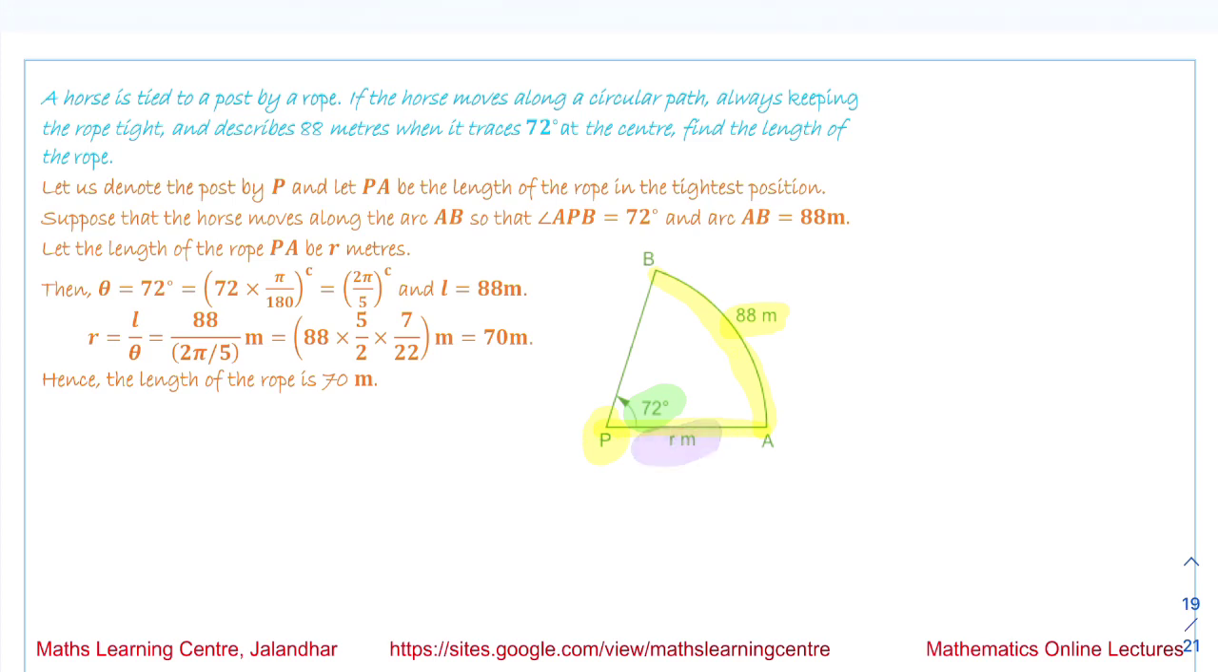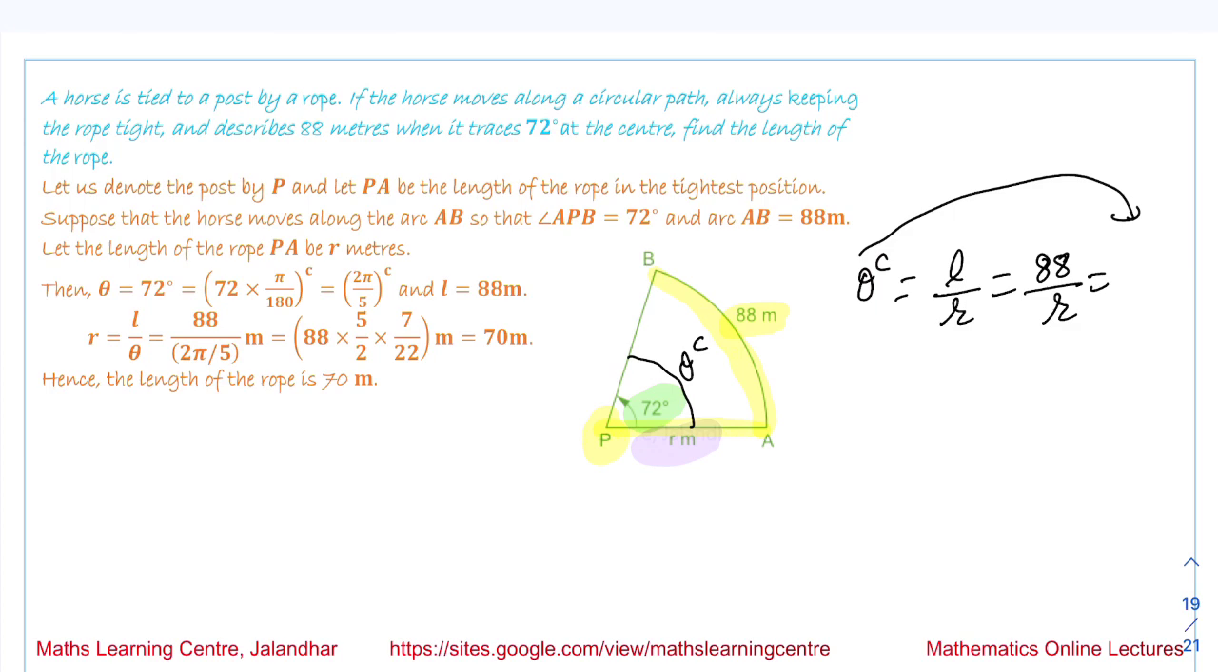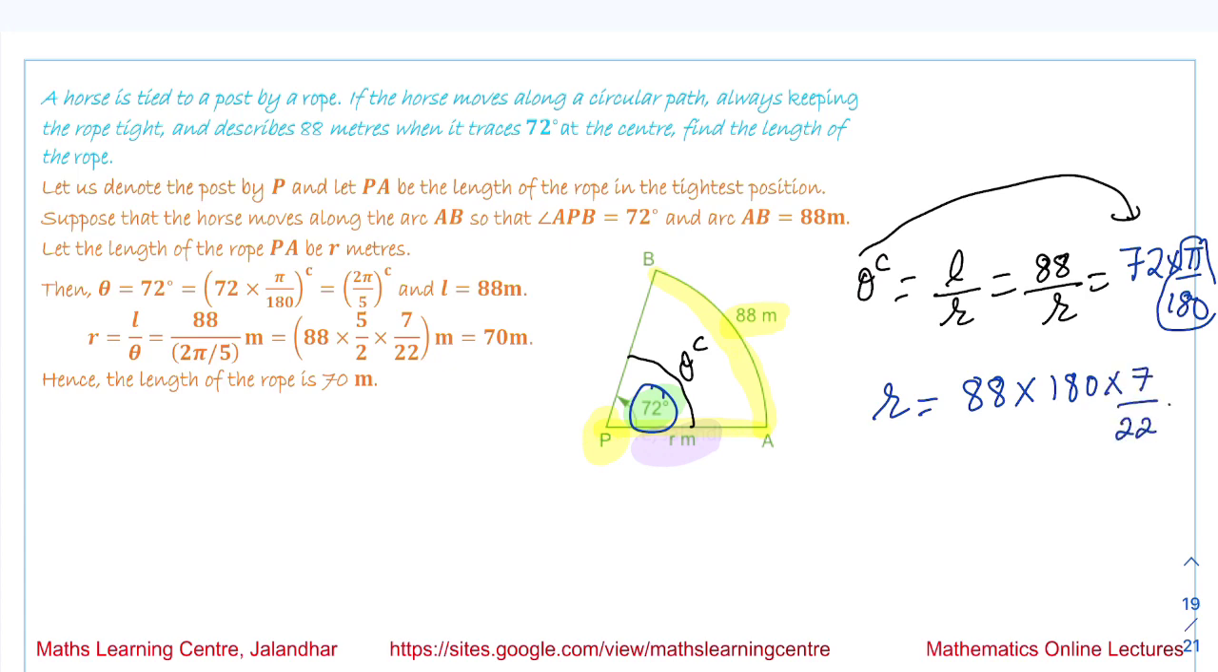Suppose the length of the rope is r, and this angle is theta radians. Then we know that theta radians is equal to L over r, which is equal to 88 over r. And the angle that is given to us is 72 degrees, so theta is 72 into pi by 180. So the value of r we obtain is equal to 88 into 180 into 7 by 22, upon 72 into 22.